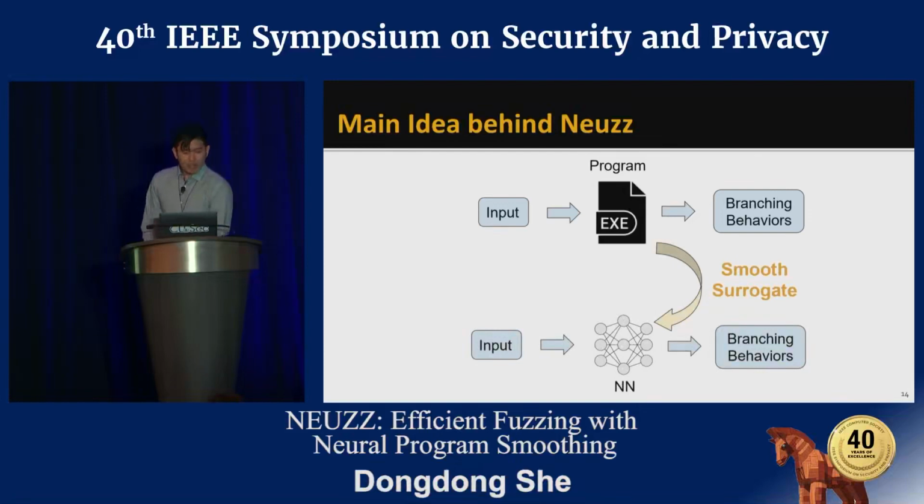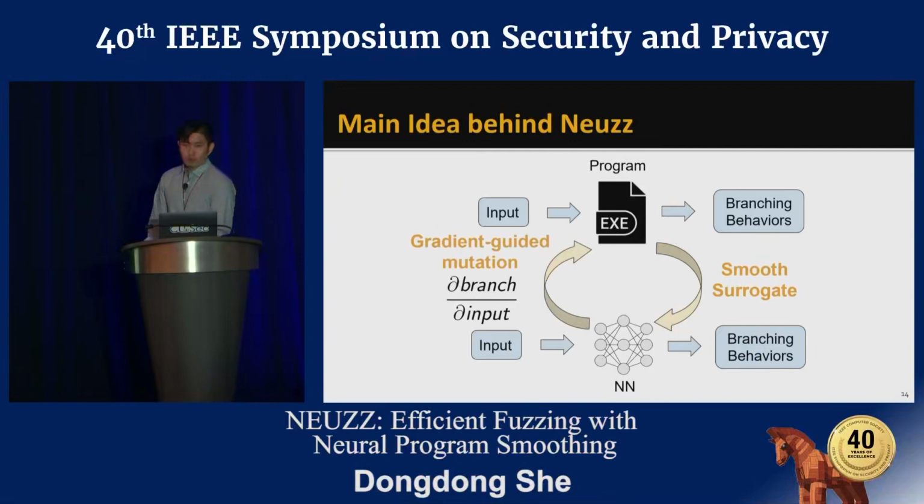A nice property of this smooth surrogate is the differentiability. A program composed of CPU instructions is not differentiable, while a neural network surrogate is differentiable. Thus, we could compute gradient of branches with respect to input and perform efficient gradient-guided mutations.